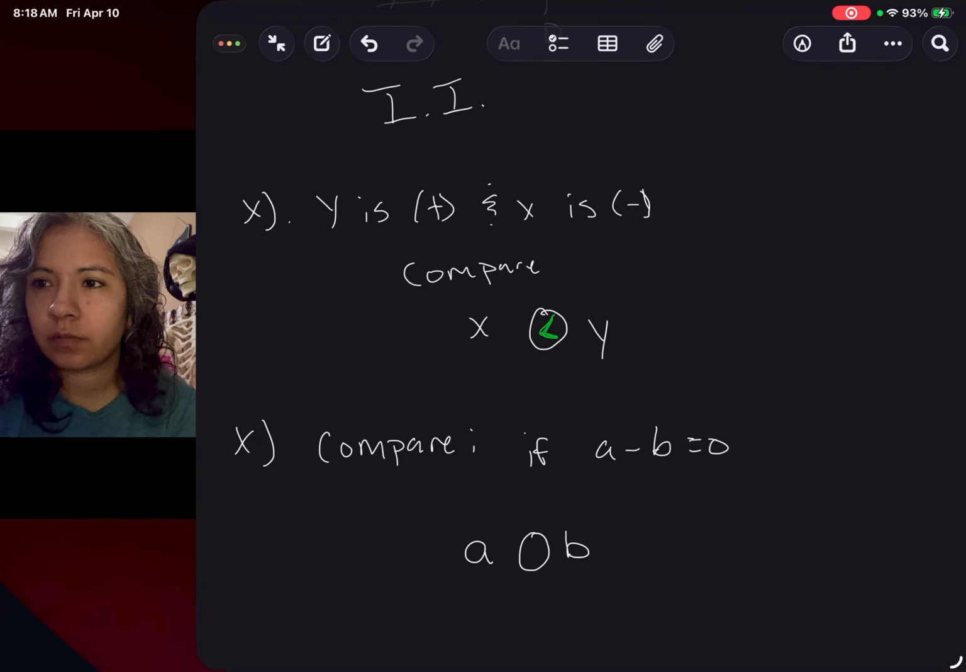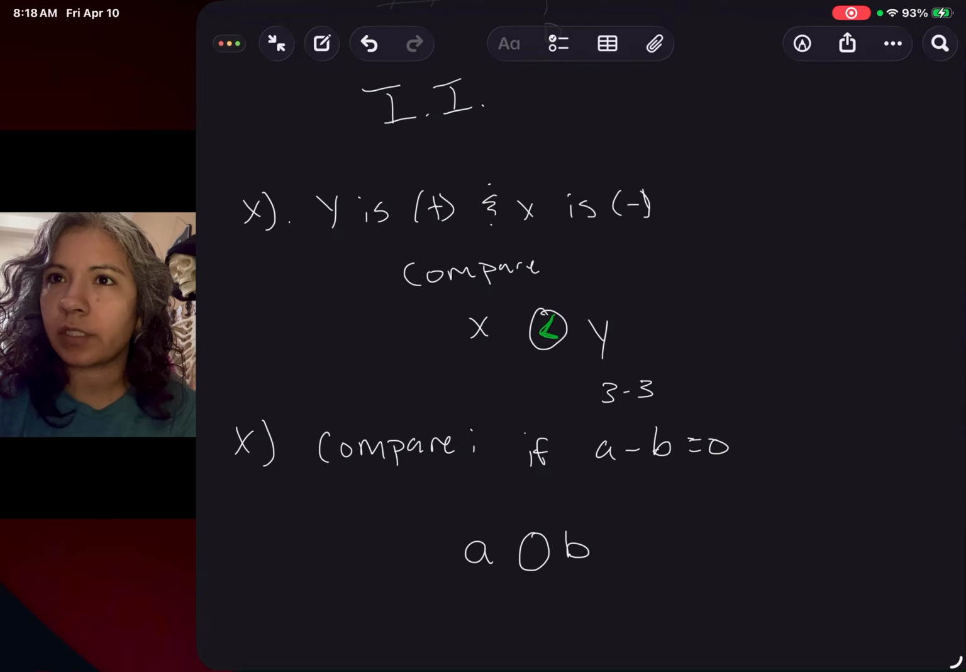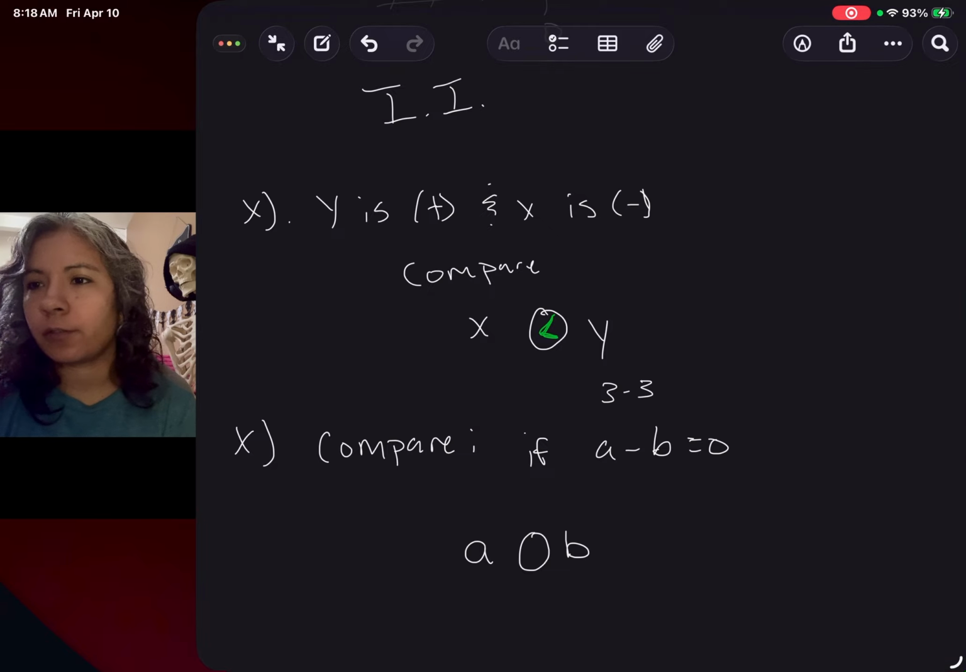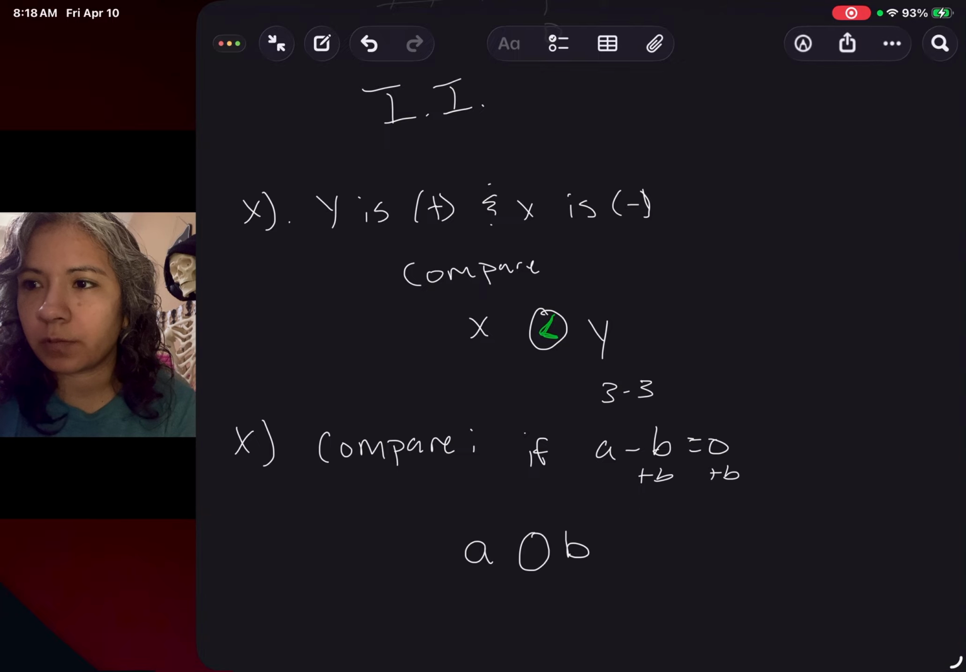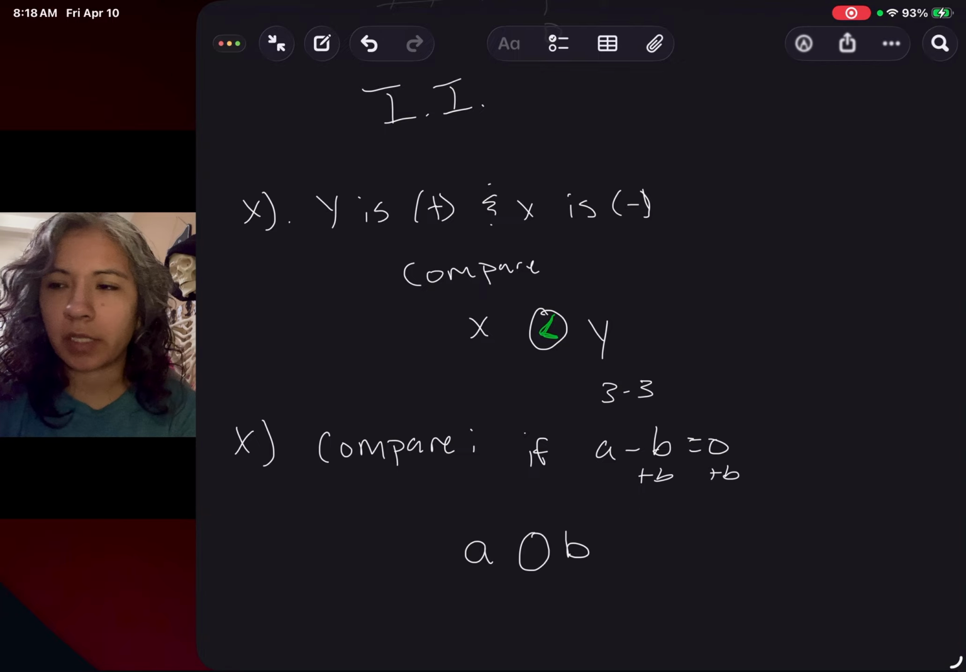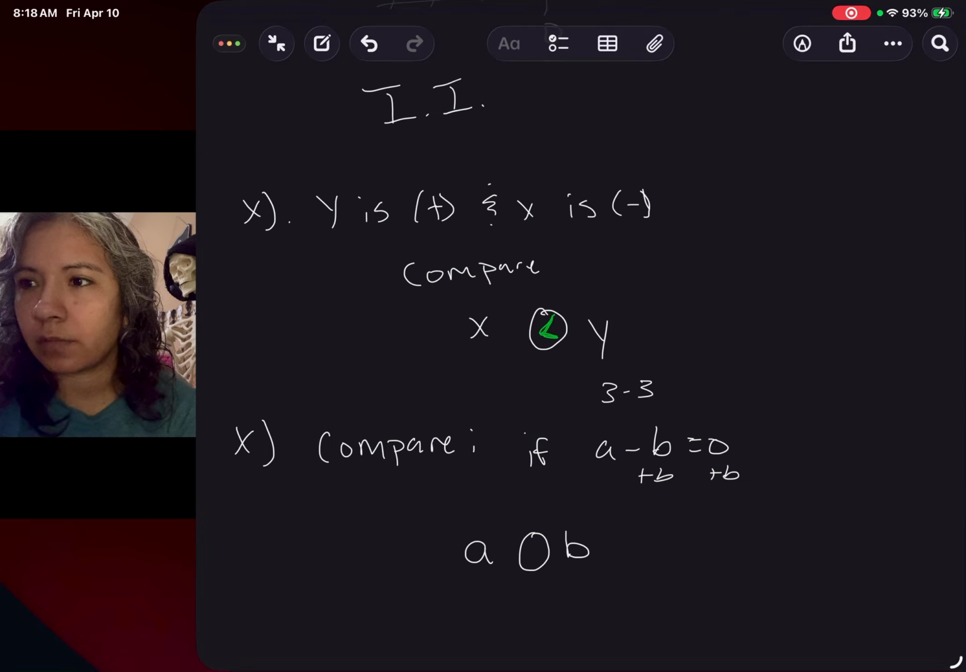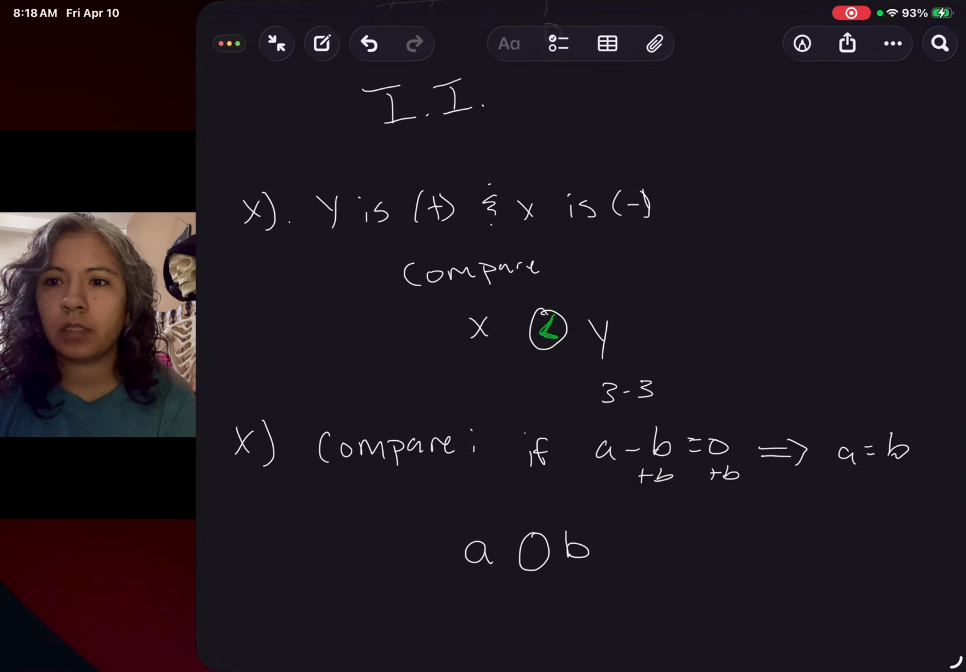So 3 minus 3, 1 minus 1, 100 minus 100. Or you can get the A by itself, where you would add B to both sides to balance the equation, and it would then go to A equals B. So these would be equal.